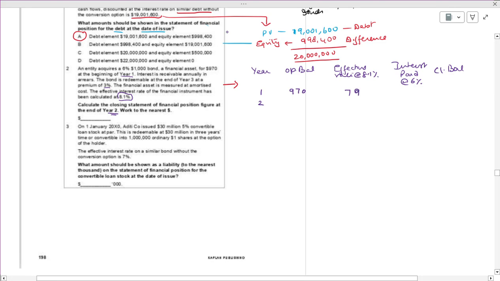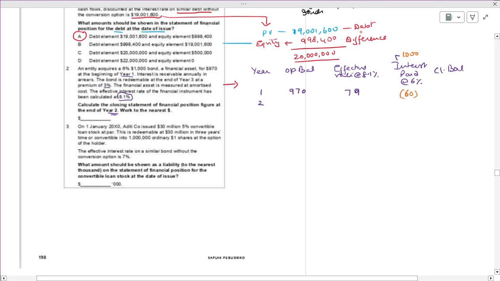Now, interest at the rate of 6% on the bond value. How much is there? What is the bond value? The bond value is 1,000. At the rate of 6%, how much does it come to?